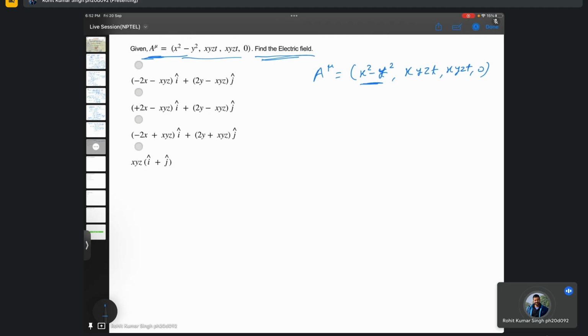So it's simple, right? You know that phi is this, and this, right? And electric field is given by this, correct? So let's first take the time derivative of this vector potential.